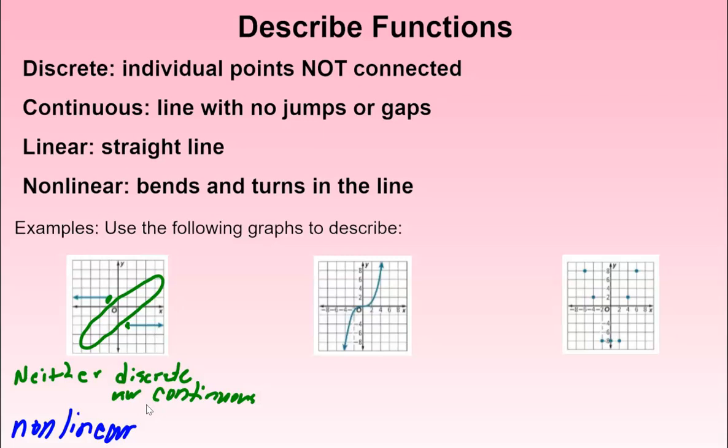The second one, the middle one, here there is no gaps, there is no jumps. It's one continuous, so we would consider this continuous. It's not a straight line because it does have bends and curves in it, so we would consider this to be continuous and nonlinear. And our very last one here, we can see that there is no lines, we just have a bunch of points, which tells us this would be discrete.